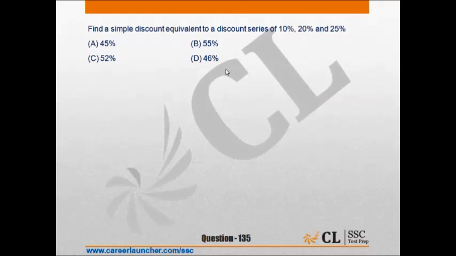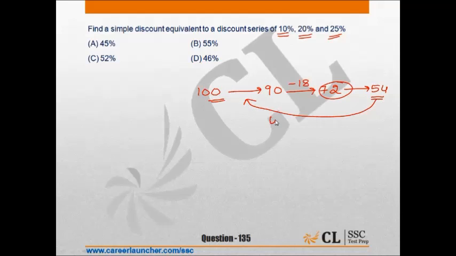The next question is, find a simple discount equivalent to a discount series of 10%, 20% and 25%. Let me take my marked price as rupees 100. After a discount of 10%, the new price would be 90. After a discount of 20%, that is reducing 18 rupees, we'll get the price as 72. Now, the new price would be 3/4 of 72 and that is equal to 54. The original marked price was 100, the new price is 54. So, overall, there is a discount of 46 rupees or 46%. So, hence my answer is option D.